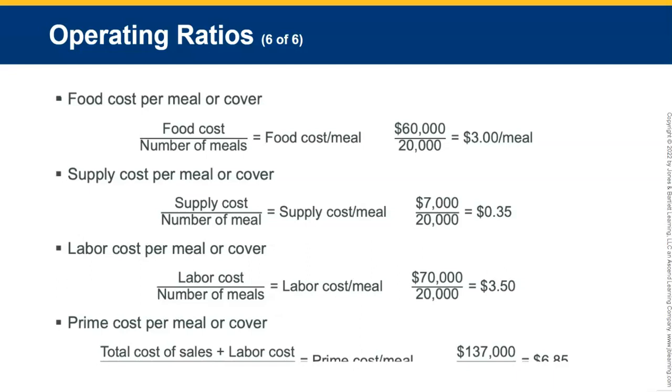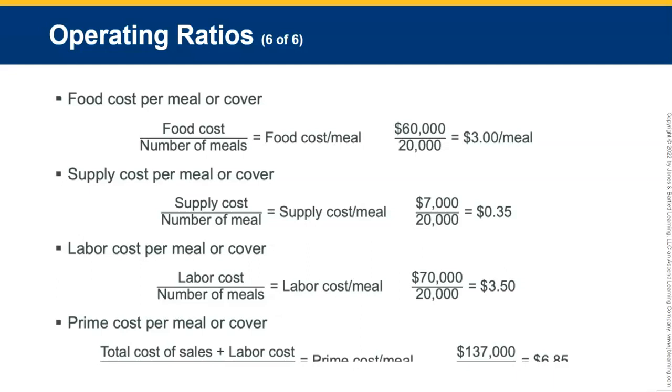We can do the supply cost per meal or cover, which is supply cost divided by the number of meals, equals supply cost per meal. So our supply cost is $7,000. We're going to divide that into 20,000, gives us a supply cost of 35 cents per meal. Our labor cost per meal or cover is labor cost divided by number of meals. So our labor cost is $70,000. We're serving 20,000 meals. That tells us we're spending $3.50 for labor per meal.